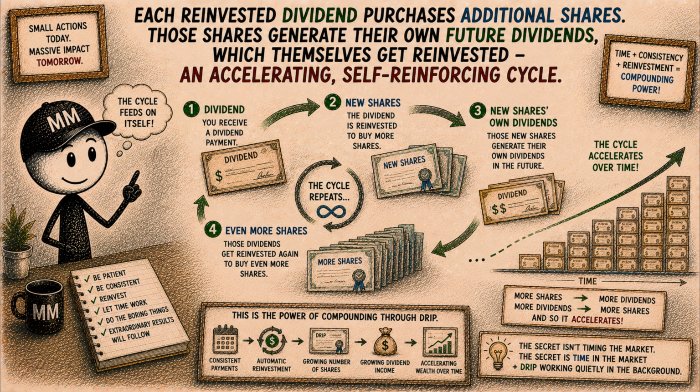Each dividend payment, reinvested, purchases additional shares. Those additional shares then generate their own dividend payments in future periods, which themselves get reinvested into still more shares, which generate further dividends. An accelerating, self-reinforcing cycle that, combined with the underlying price appreciation of the investment itself, produces a meaningfully larger total return than the price appreciation alone would produce on its own.